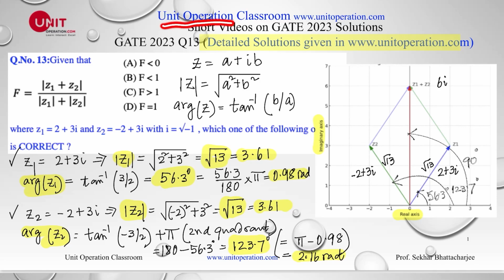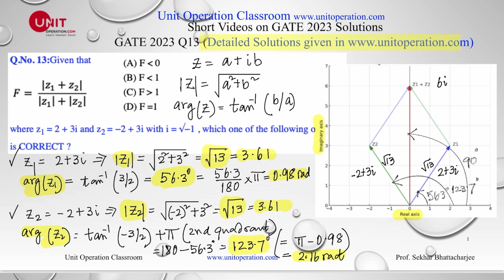Operation classroom. We are now discussing GATE 2023 question number 13. Here we have two complex numbers given by 2 plus 3i and negative 2 plus 3i, and this is the function. We have to find out whether this function is less than 1, greater than 1, or equal to 1.